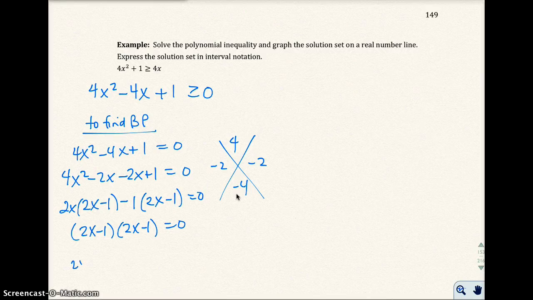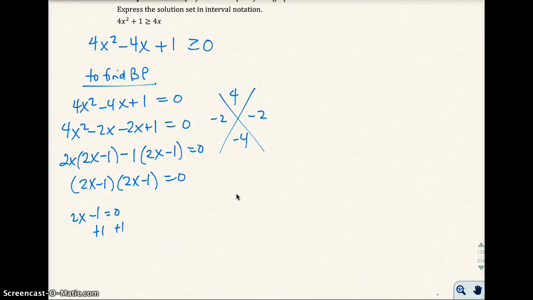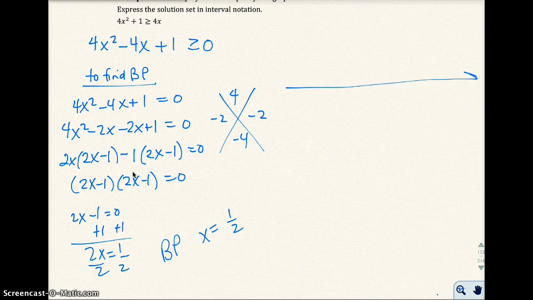Well, our boundary points here, if I were to solve this equal to 0, the boundary point is going to be 1/2. And if I did it here, also, this would be 1/2 also. So the boundary point is x equals 1/2. So I'll have one boundary point. And then I'm going to go ahead and just test these two intervals right here and here.